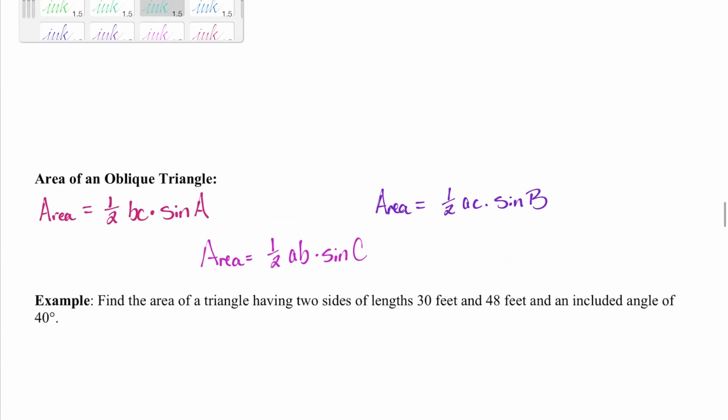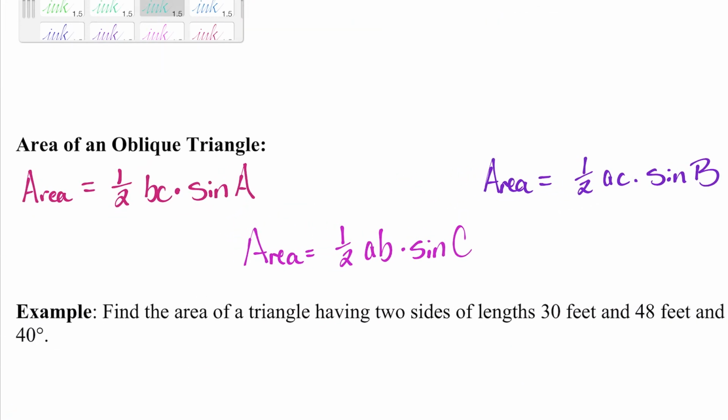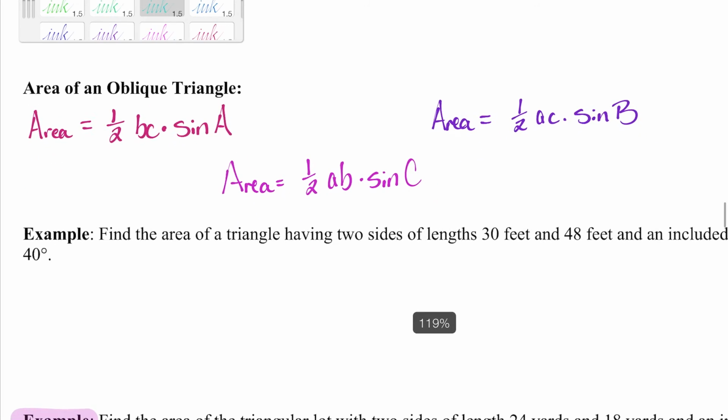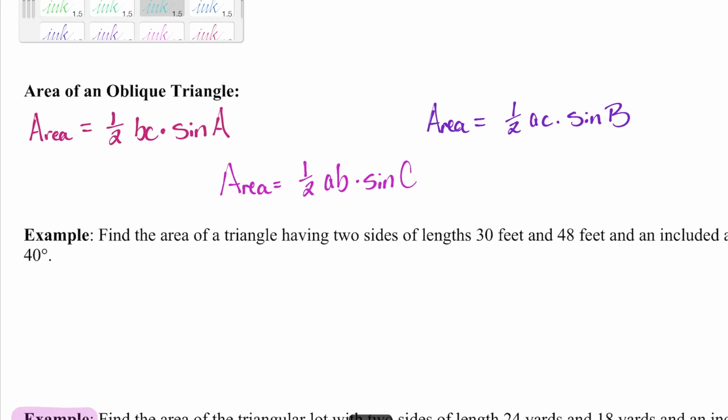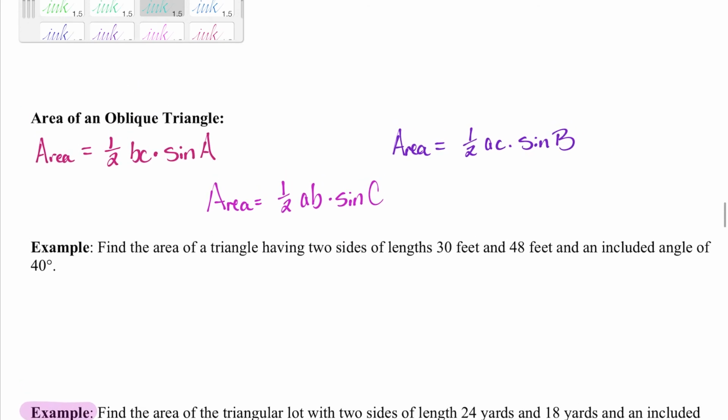The next thing we're going to look at is the area of an oblique triangle. So if we have two sides and an angle that is in between, we are able to use this formula. We may have to solve for a few things in order to have all that is necessary. So I'm just going to do one example in the video. The rest I'm going to save for my students.